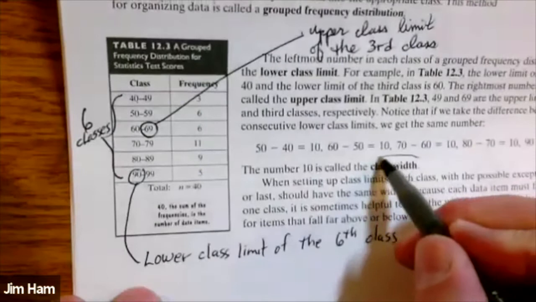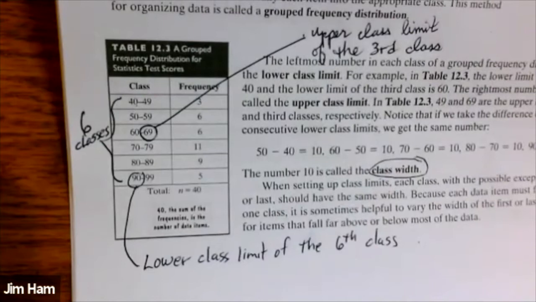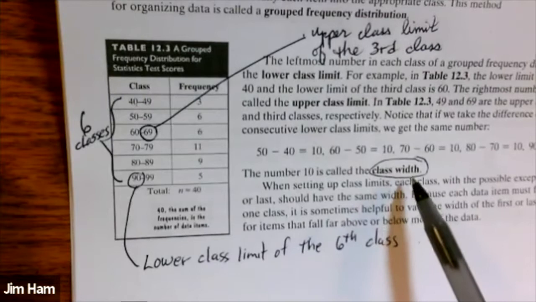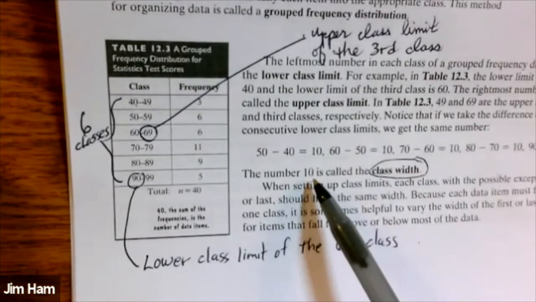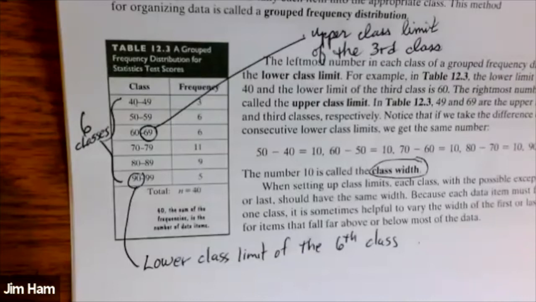Now, where we're going with this is we're going to create a histogram. And we want to make sure that all of our histogram bars are the same width. We don't want a skinny bar followed by a fat bar and so on. We want the class width to be uniformly the same. So if we choose the class width to be 10, then we want all of the bars to have a width of 10.